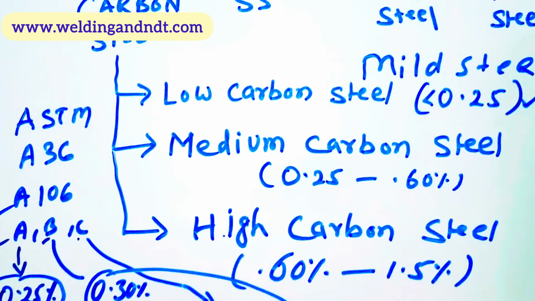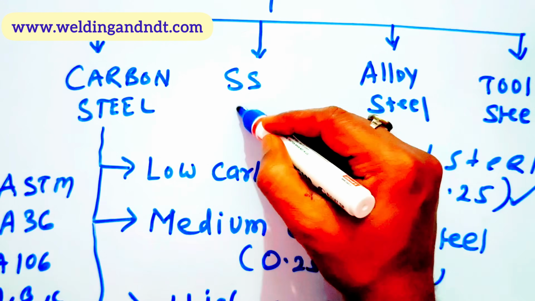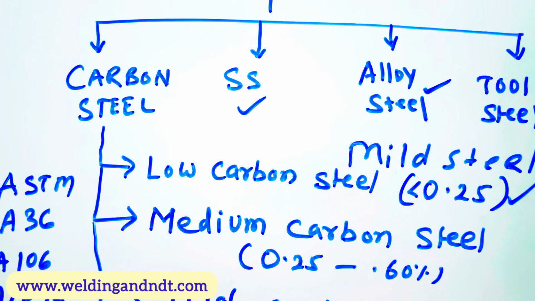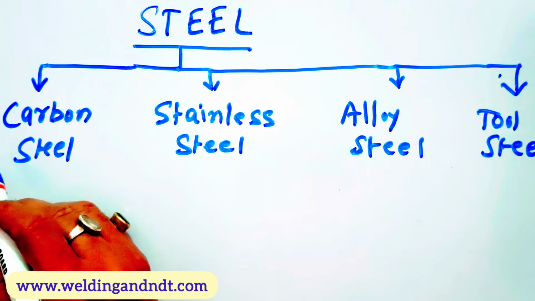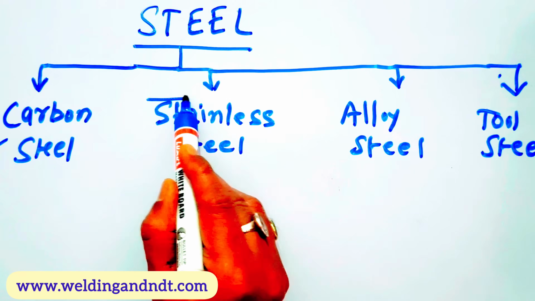So now we have finished carbon steel. We'll learn about the SS, then alloy steel, then tool steel. So let me rub this. So friends, I have already explained carbon steel. Now we'll come to stainless steel.